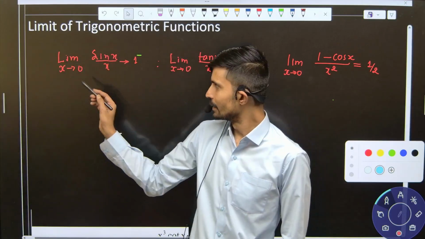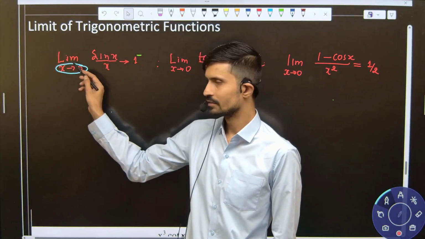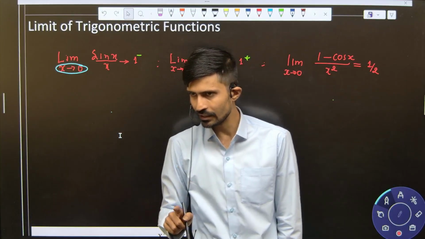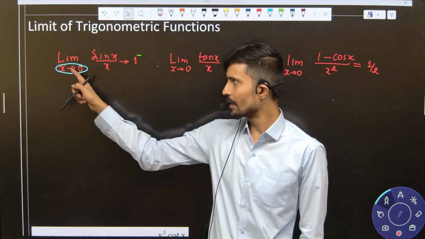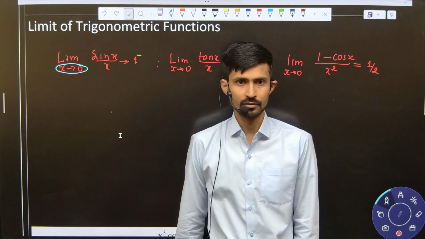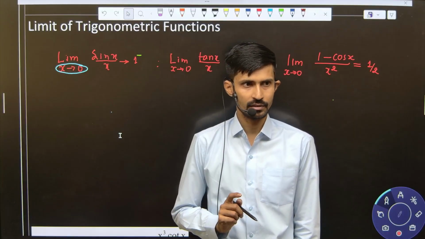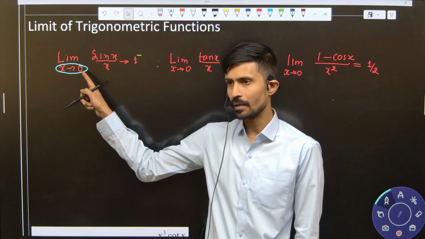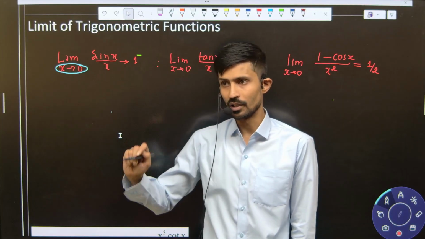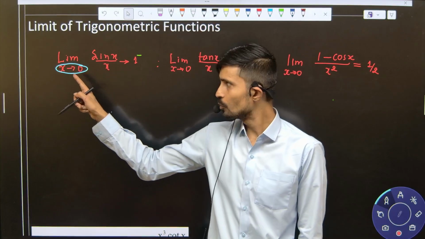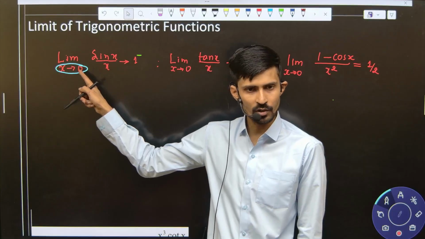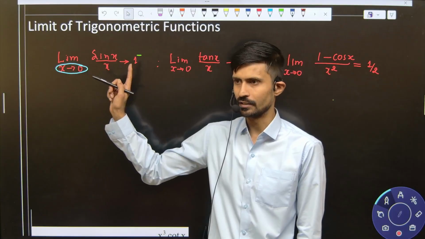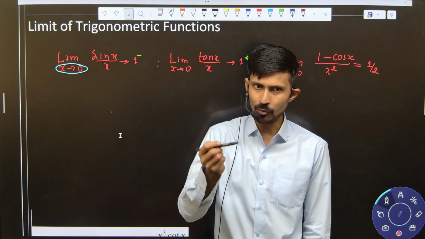See, in a question, they can give any limit. It's not necessary that we will apply this formula only for x tends to 0. Maybe the limit will be x tends to pi by 2 and we are using the formula. So we can use this formula for any limit. X tends to 1 also, x tends to pi by 2 also, x tends to pi also, x tends to anything. But what is the important thing here?